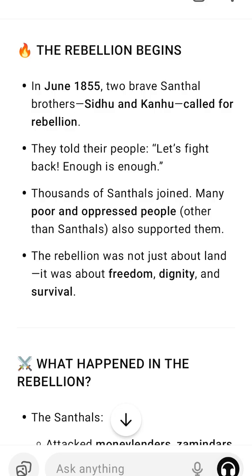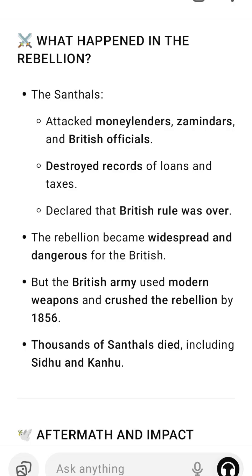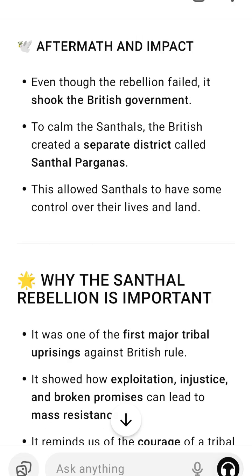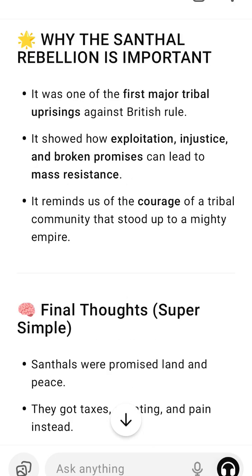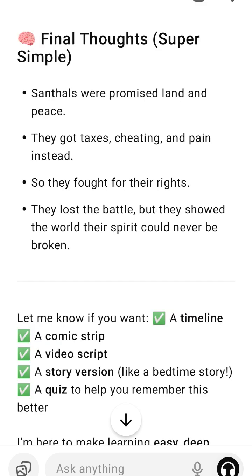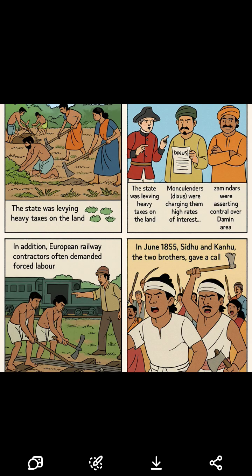What went wrong? 1. Loss of land. The Santhals cleared forests and farmed, but then their land started being taken from them. 2. Heavy taxes. The British government started charging high taxes on this land, even though it was the Santhals who worked hard to make it useful. 3. Moneylenders, dikus, outsiders, especially moneylenders, gave loans to Santhals with very high interest. When Santhals couldn't pay back, the dikus took their land away.